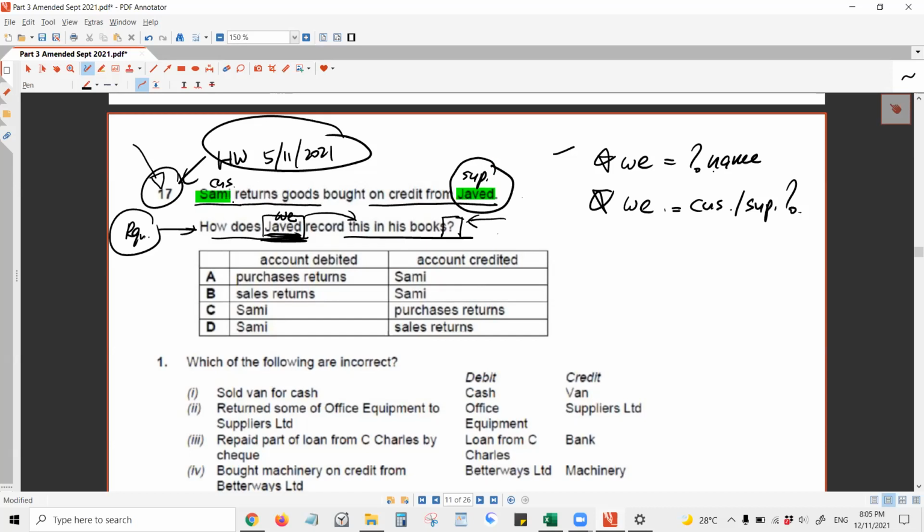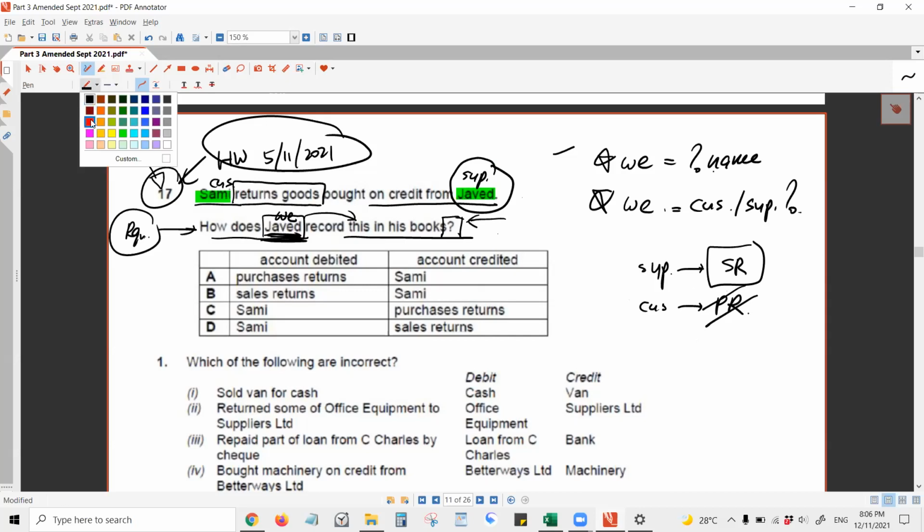And it's about goods returning, right? When you are supplier, you call the goods returning sales returns. When we are the customer, we call them purchase returns. So what would you call this here? We are Jeff, right? So we call it sales returns, not purchase returns. If you are Sami, you would have called it purchase returns. But here we are Jeff.